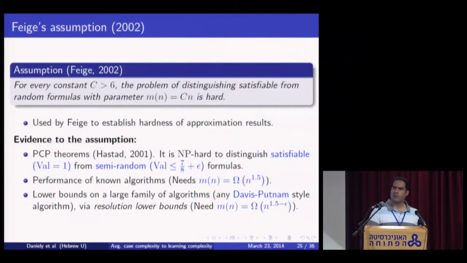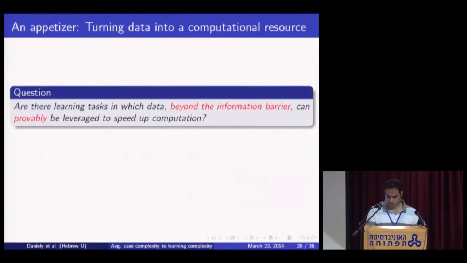And lastly, we also have concrete lower bounds via resolution lower bounds on the performance of a large class of algorithms. For each algorithm of the so-called Davis-Putnam style, we know that the number of constraints you have to see in order to succeed is provably at least n to the 1.5 minus epsilon. We'll need that when we try to generalize this assumption.